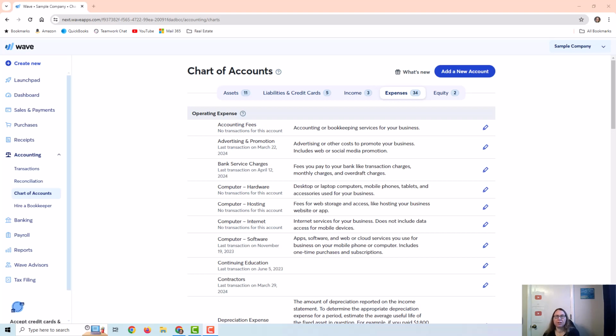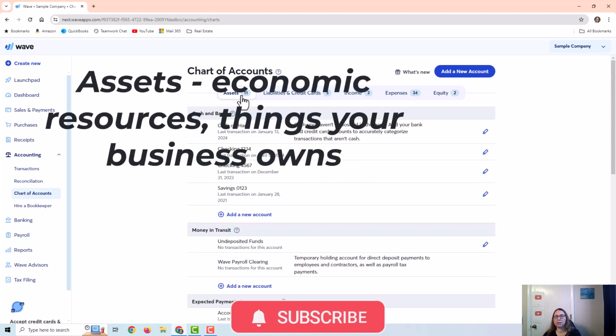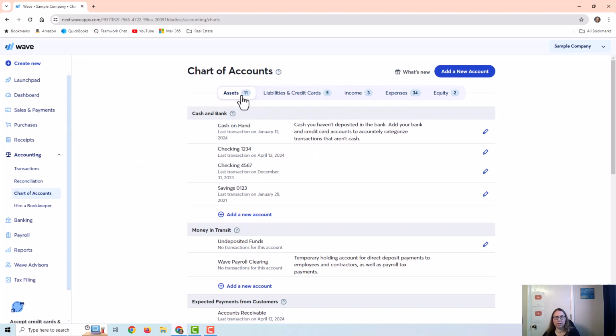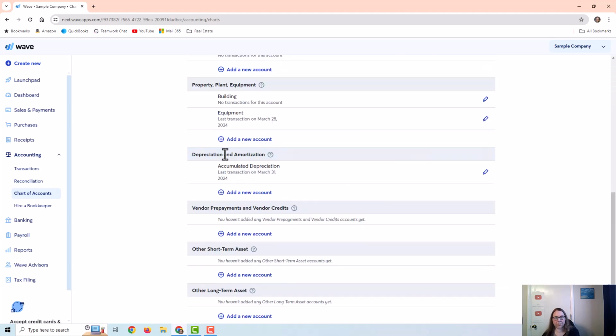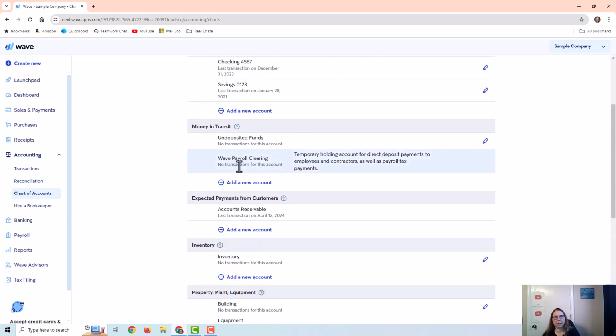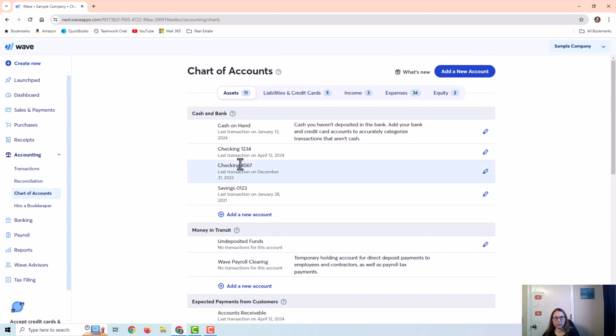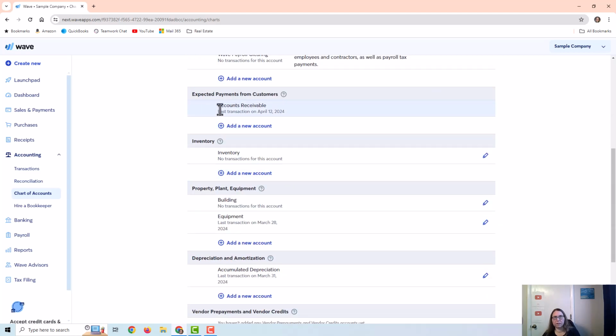In this video, I'm going to talk about the difference between assets and expenses. Assets are economic resources in your business, property that you own, things that will benefit your business now and into the future. So these are things like checking accounts, cash, investments, prepaid expenses go in this category, accounts receivable.